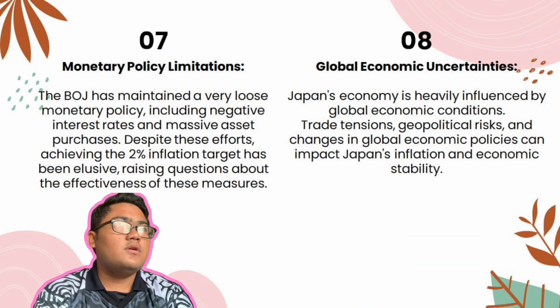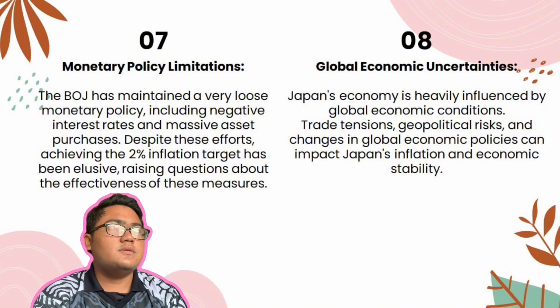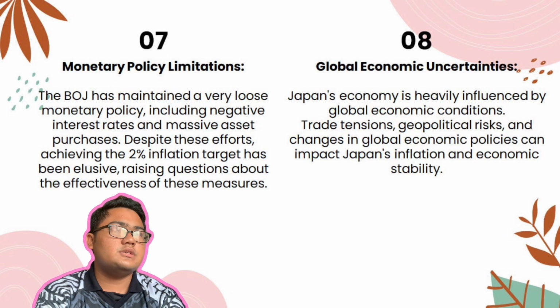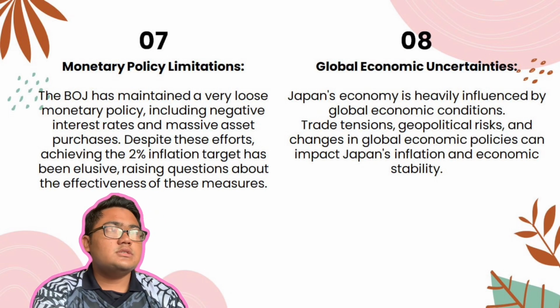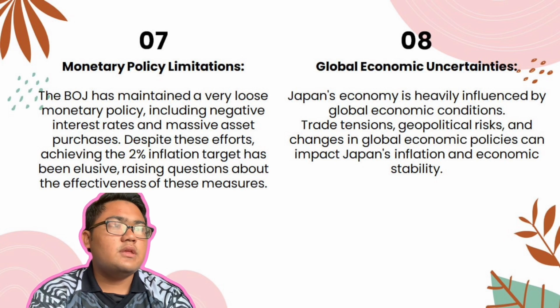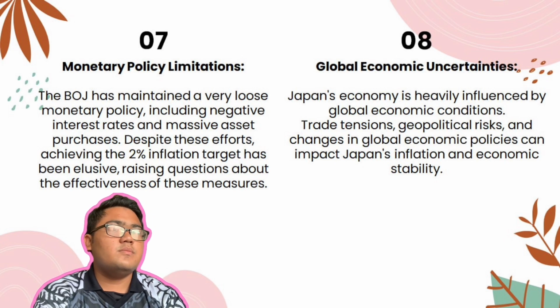Number 8, global economic uncertainties. The Japanese economy is heavily influenced by global economic conditions. Trade tension, geopolitical risks, and changes in global economic policies can impact Japan's inflation and economic stability.